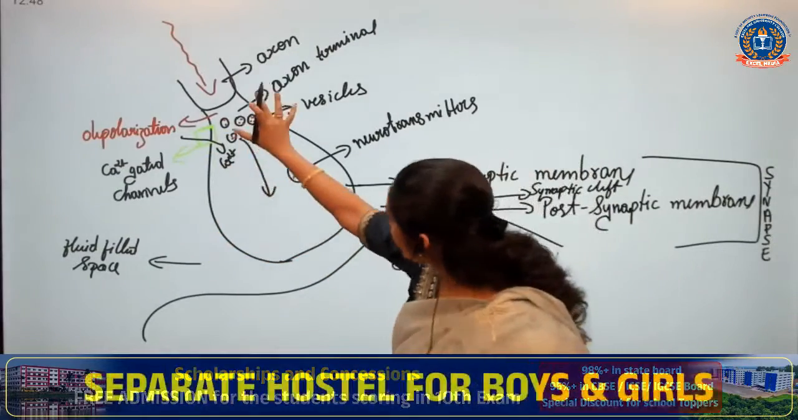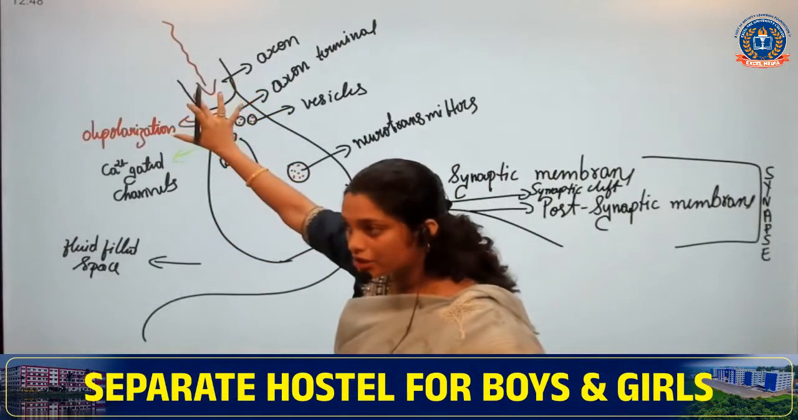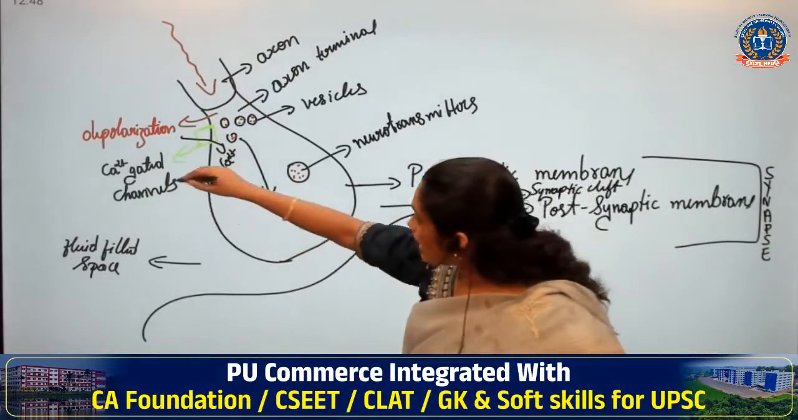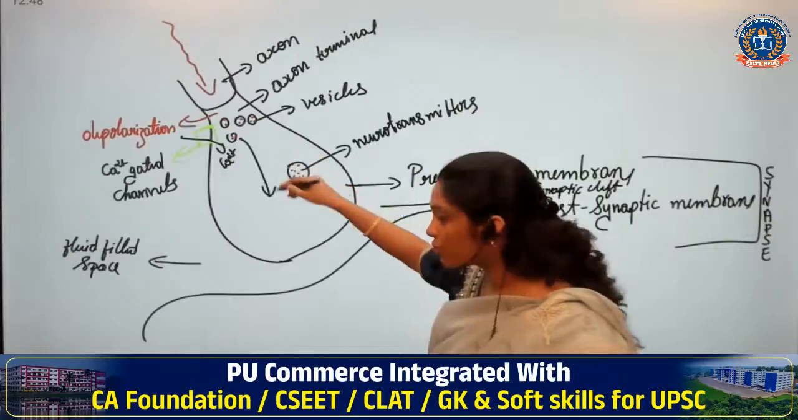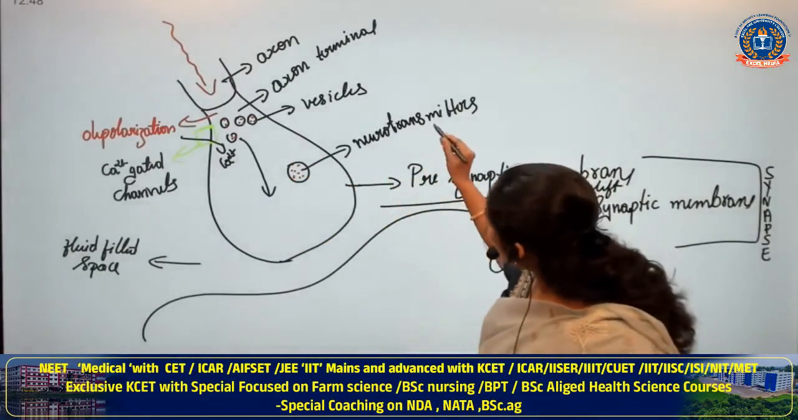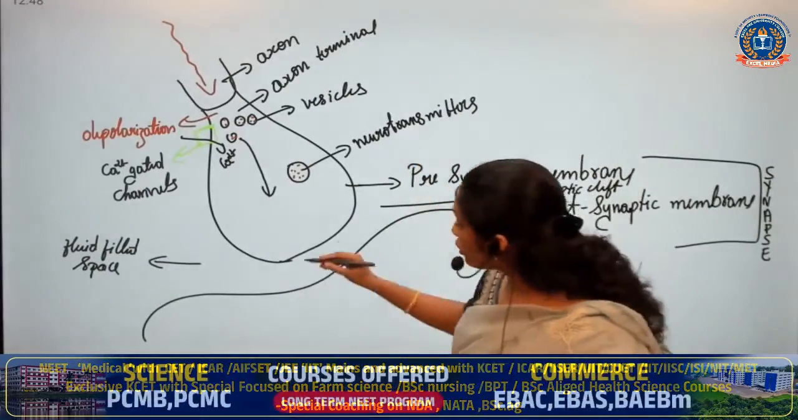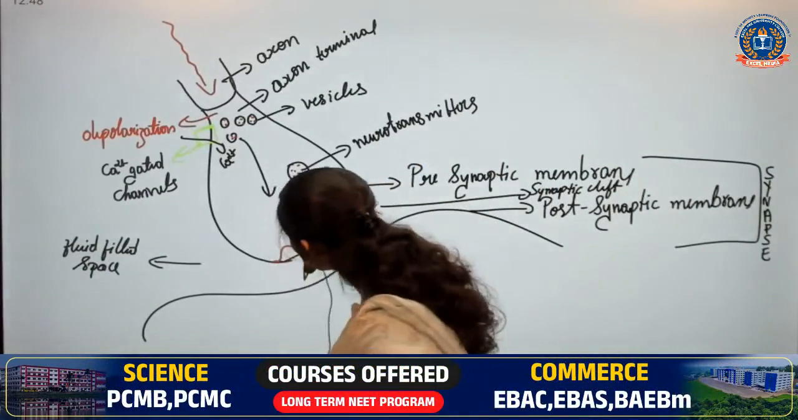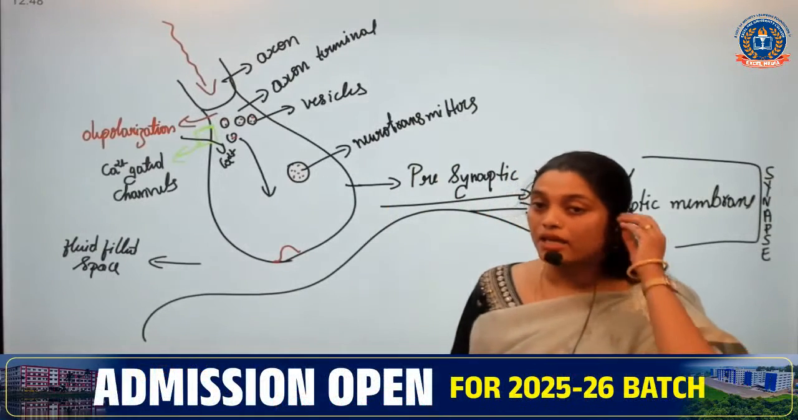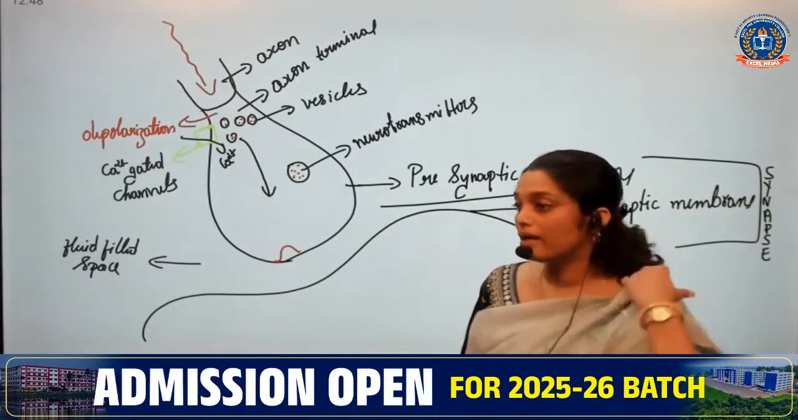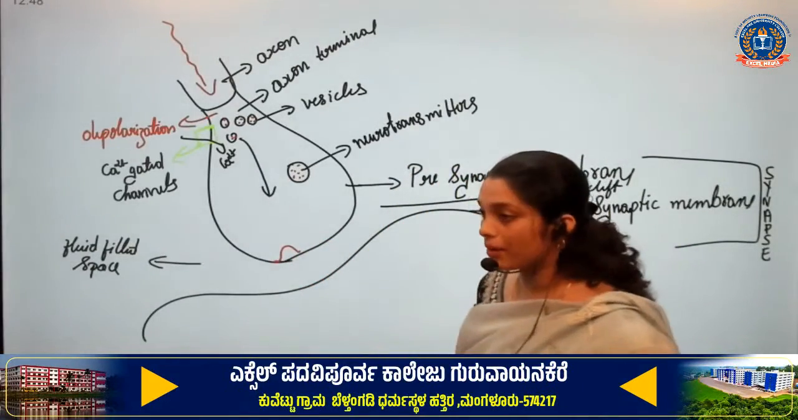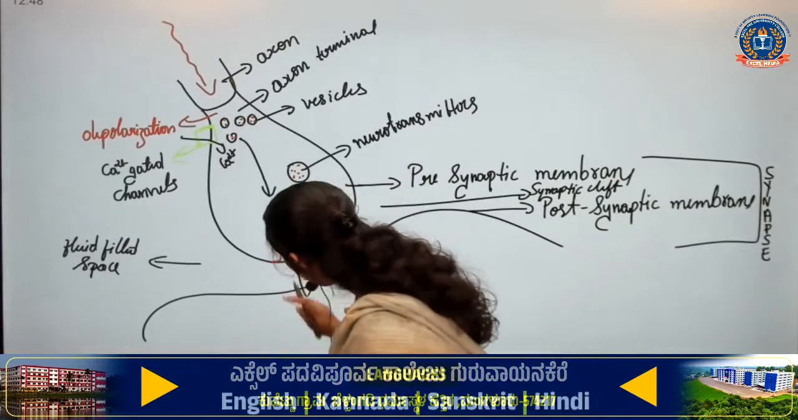Now the vesicles which were in the axon terminal region, because the calcium gated channel got opened, these calcium ions made the vesicles come towards the presynaptic membrane. Now what happens? The vesicles will come and fuse with the presynaptic membrane. It attaches, or it fuses with the presynaptic membrane.